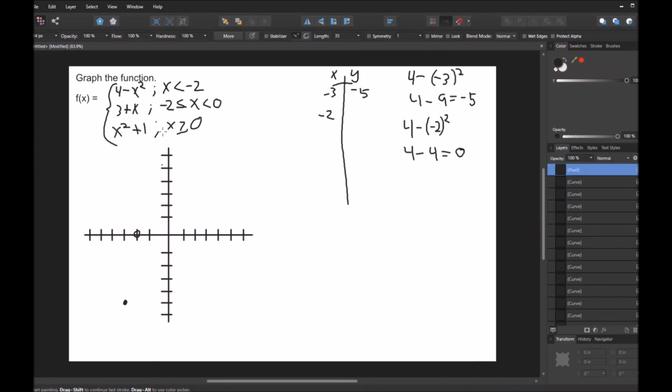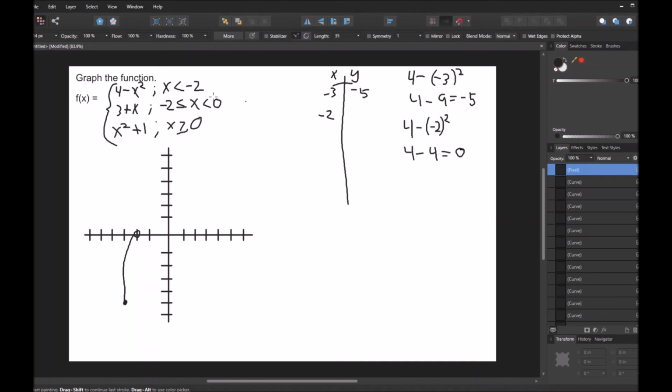The reason that is, is because this equation is not defined at negative 2. It's defined at every point that's less than negative 2, but it's not defined at negative 2 or any value greater than that. And because I can tell by this equation that it's a downward opening parabola, I know it's going to have some sort of curvature to it like that. But again, this is an open circle because I want to specify that this top equation does not include negative 2.